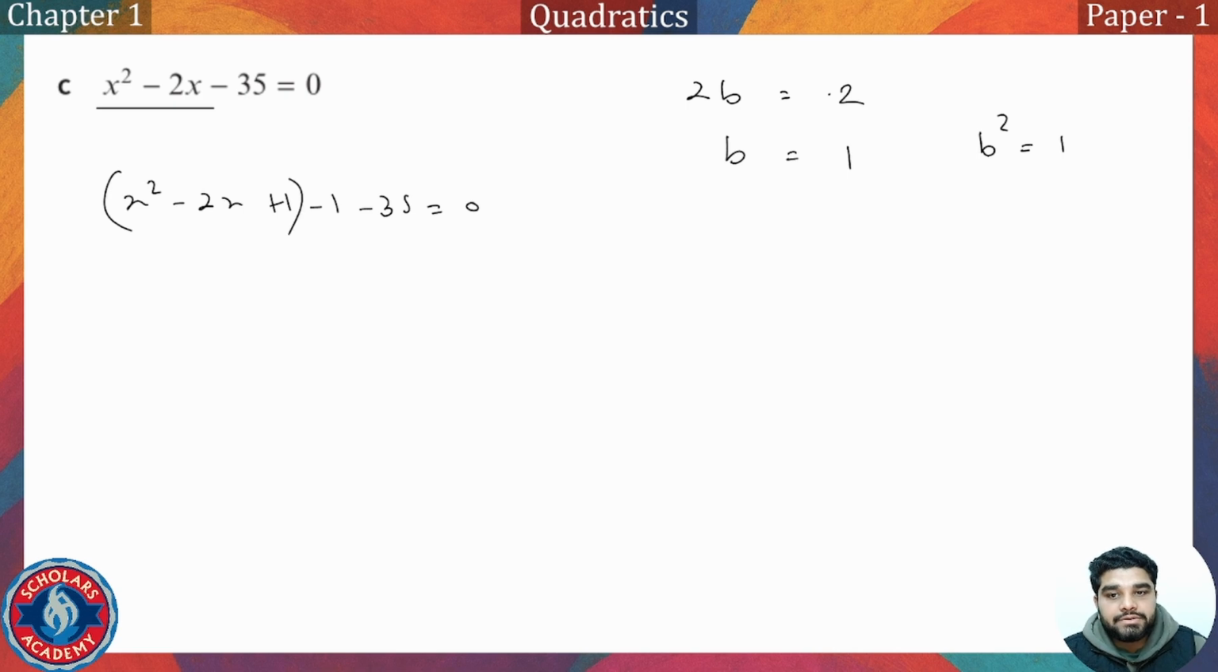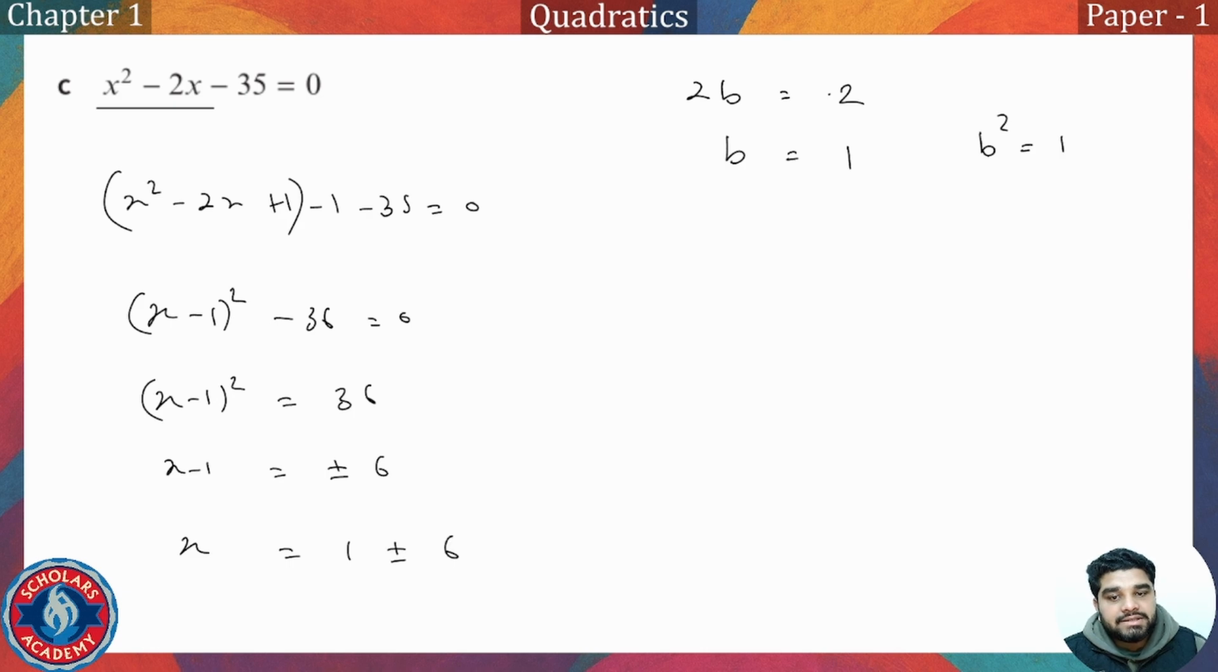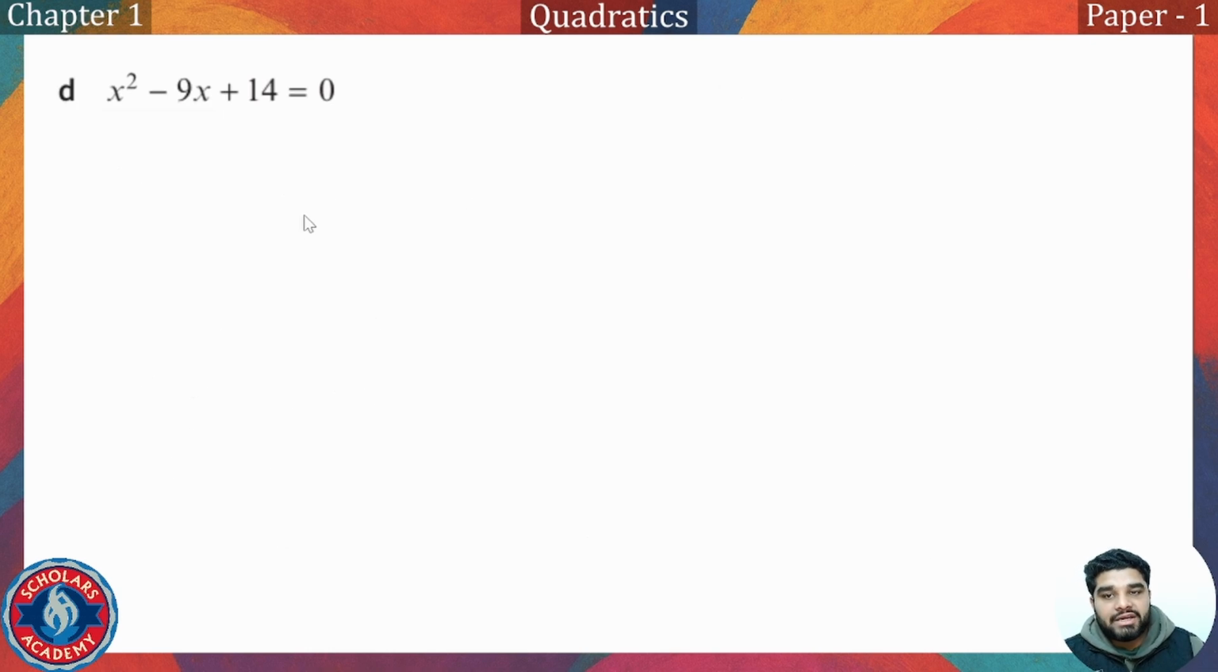Completing the squares, we formalize (x minus 1) whole square and minus 36 is equal to 0. (x minus 1) whole square is equal to 36. x minus 1 is equal to plus minus 6. x is equal to 1 plus minus 6. So we can write it as x is equal to 1 plus 6, that is 7, or x is equal to 1 minus 6, that is minus 5. I hope it is clear.